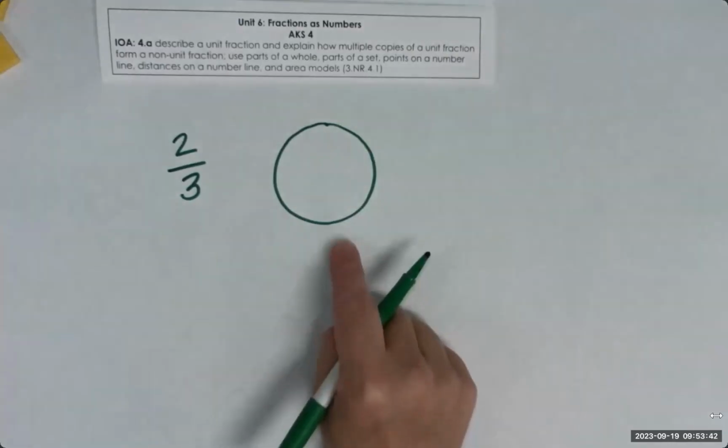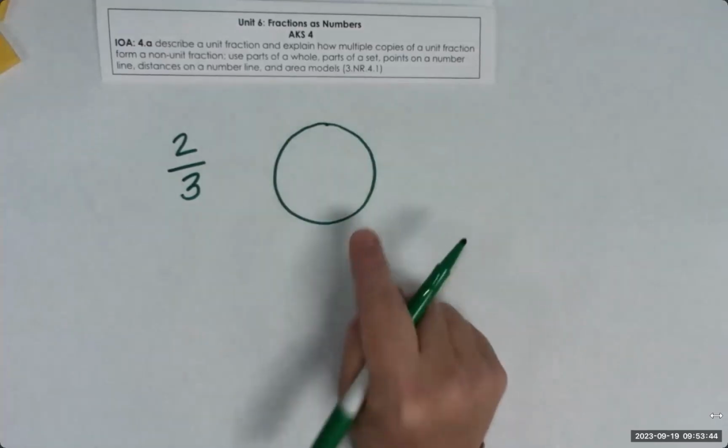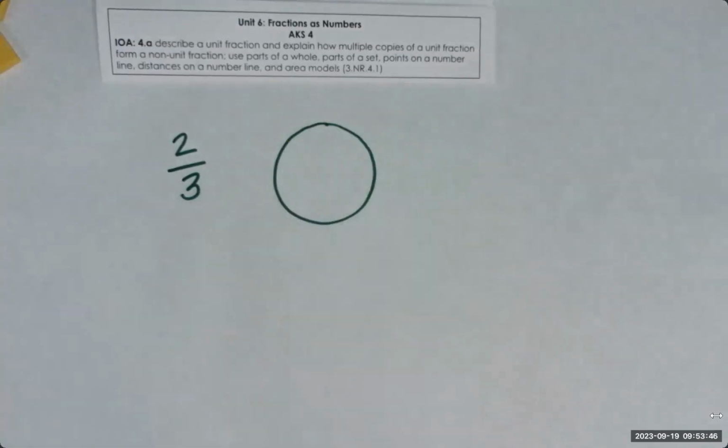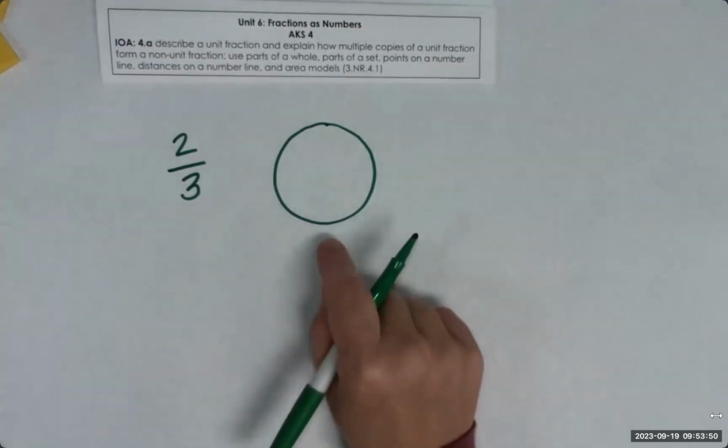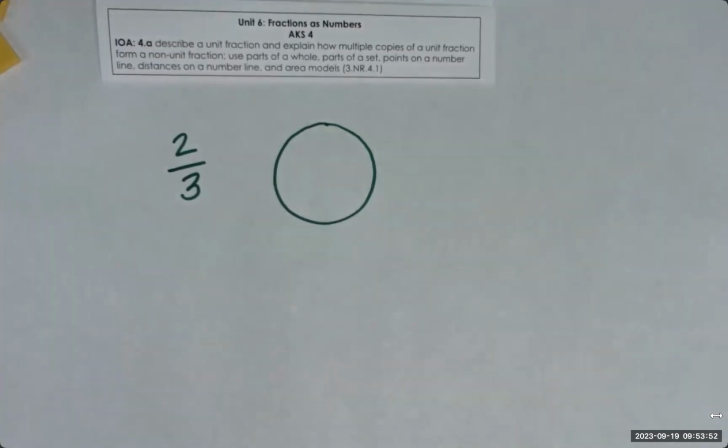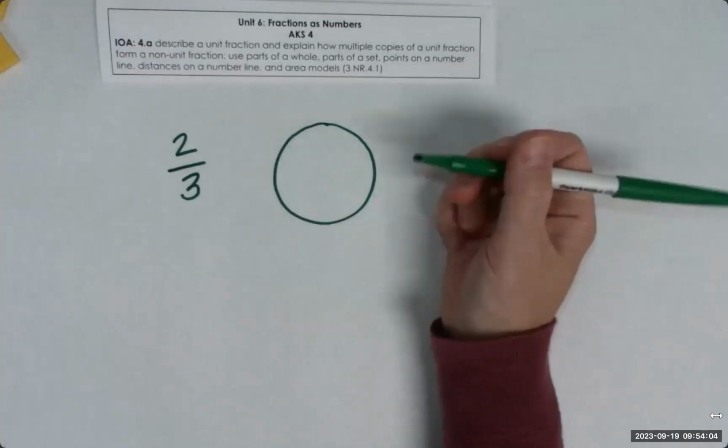So here I have my whole, my 1 pizza, and I need to show that Ashley ate 2/3 of that pizza. So I need to partition my circle into 3 equal parts. Now, teachers and students tend to not like to draw circles. I totally understand that. However, students might encounter where they have to interpret the fraction circle, right?